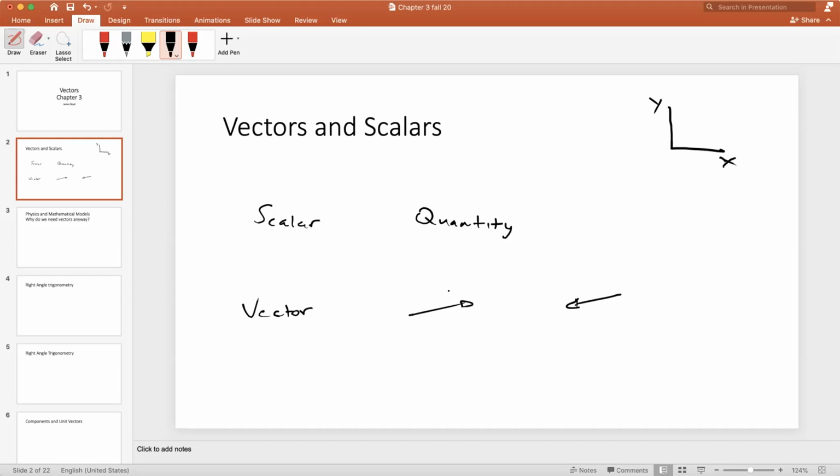Vector quantities are things like the velocity, the direction that a car is traveling. It's traveling 5 meters per second north. If you just said it's traveling 5 meters per second without specifying a direction, that is a scalar. So a vector has to have a direction. And that's super important, okay? A scalar has no direction, it's just a magnitude, right?